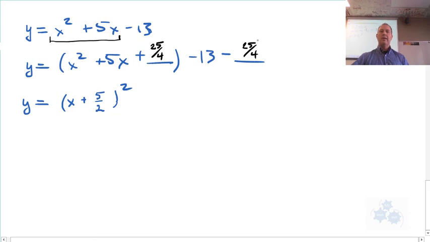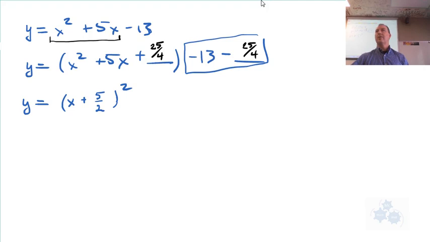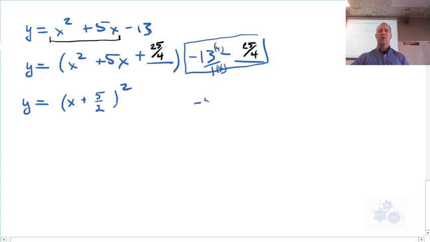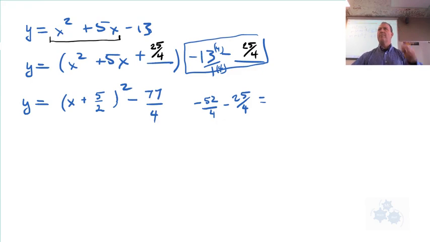And now over here, you're going to want to combine these. If we subtract numbers that involve a fraction, we need a common denominator. So this is now 13 over 1. We need to put this over 4, so multiply by 4, top and bottom. What's 13 times 4? 52. So negative 52 over 4 minus 25 over 4 is what? That's 77 over 4. So minus 77 over 4. Okay, so that's level 2, I guess, where you have a fraction.